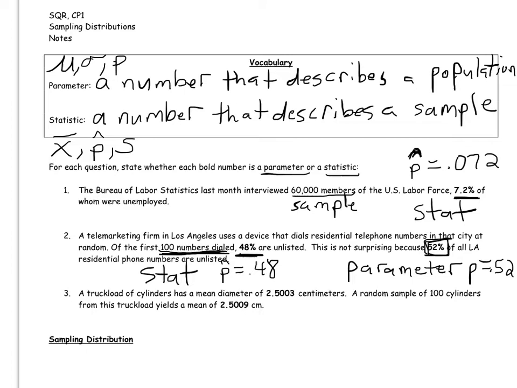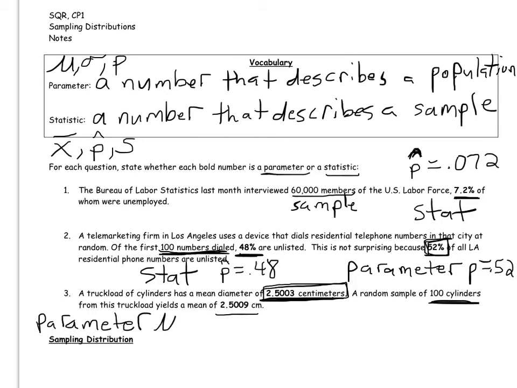Okay, what do we got, number 3? A truckload of cylinders has a mean diameter of 2.5003 centimeters. That number is the average for all of the cylinders in the truck. And then it's saying a random sample of 100 cylinders from the truck has a mean of 2.5009 centimeters. So the 2.5003, that's all of the cylinders in the truck, so that's a parameter.